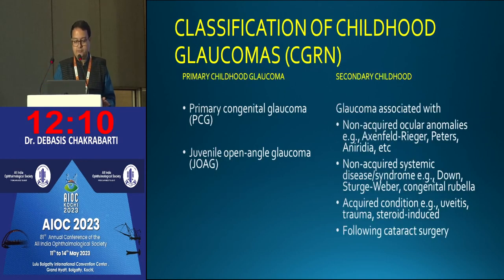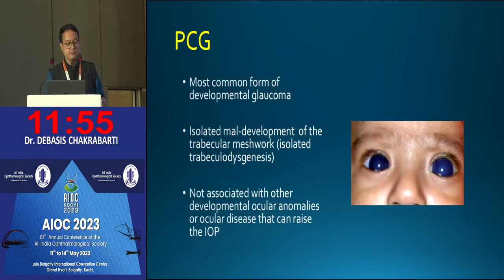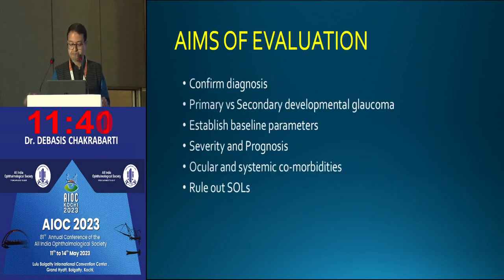So the Collaborative Glaucoma Research Network has classified the childhood glaucomas into the primary childhood glaucoma and the secondary childhood glaucomas. In the primary category, we have the primary congenital glaucoma or PCG and the juvenile open angle glaucoma or JOAG. Out of this, the primary congenital glaucoma is the most common form of developmental glaucoma, and it occurs due to isolated maldevelopment of the trabecular meshwork. It is not associated with other developmental ocular anomalies or ocular disease.